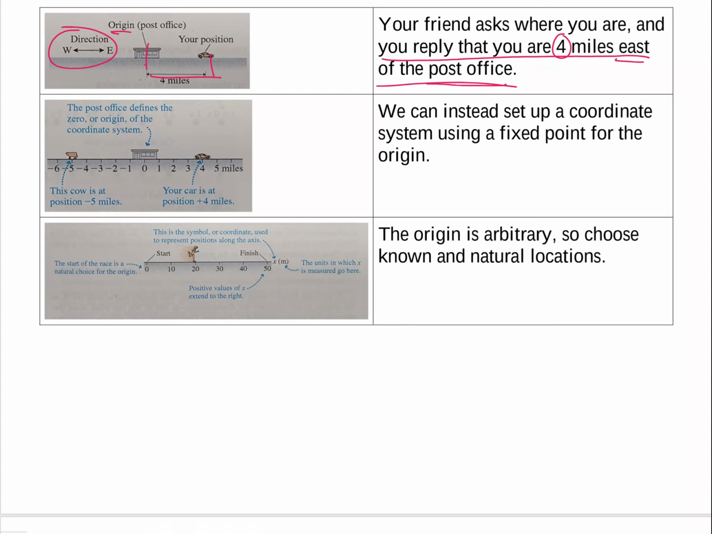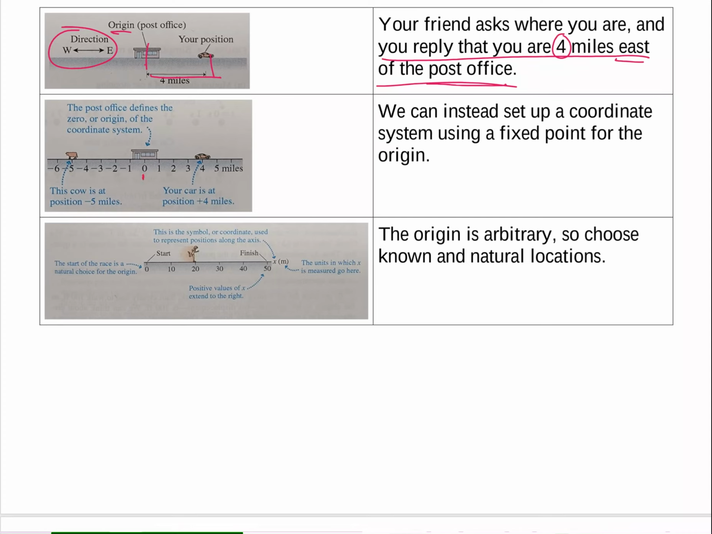All right? We can also set up a coordinate system using a fixed point for the origin. As in a math class, we can do this, okay? So now the post office defines 0 as a number line.